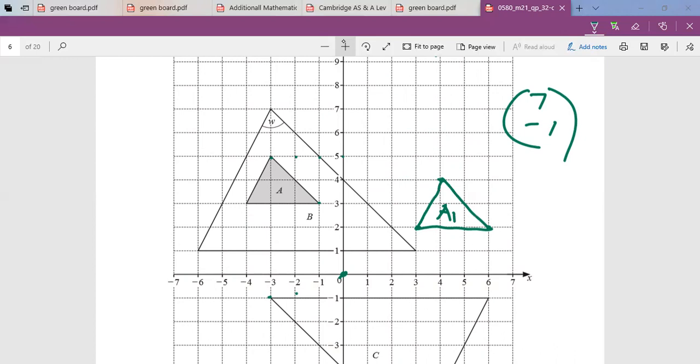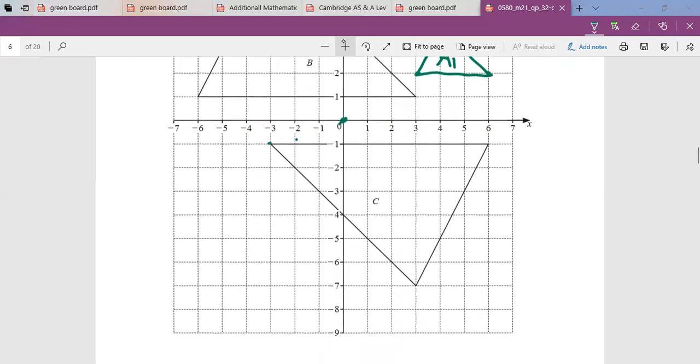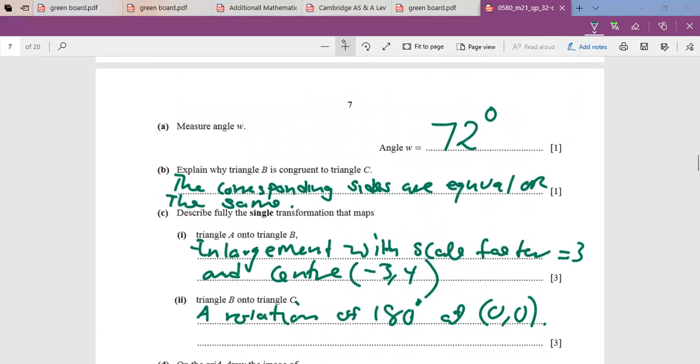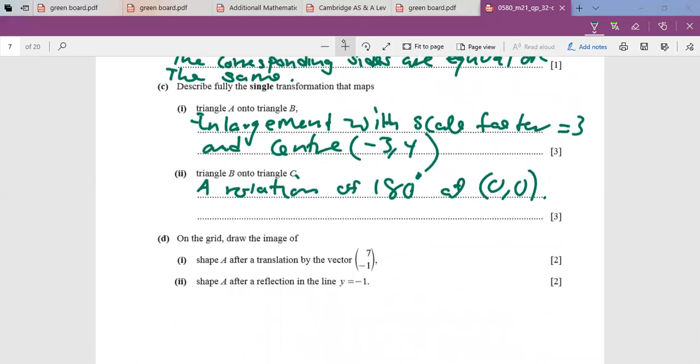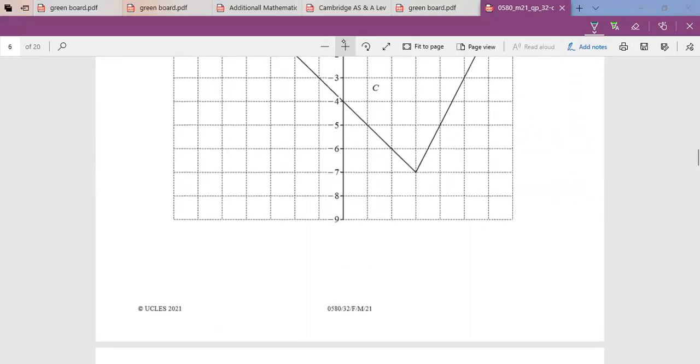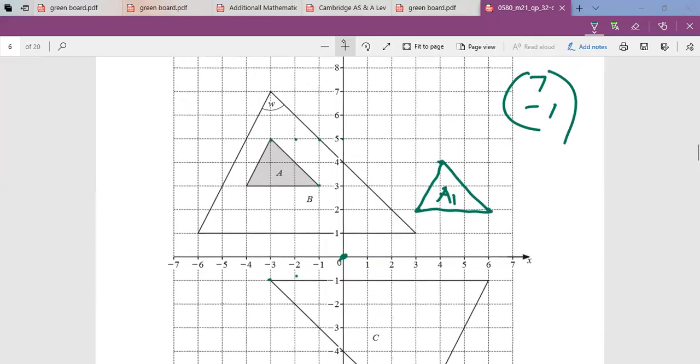A subscript T1. Then the second question: draw the image of the shape A after a reflection in the mirror line Y is equal to -1. So we want to deal with this one. What do we do? Okay, so this is our mirror line, Y is equal to -1.